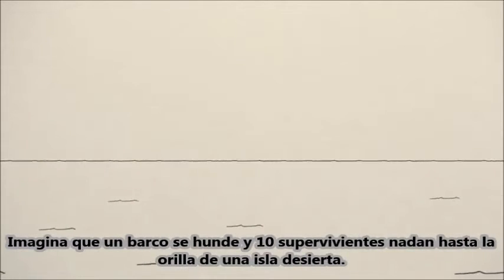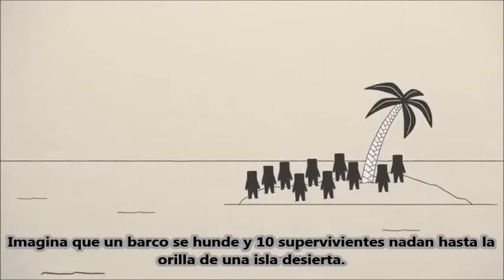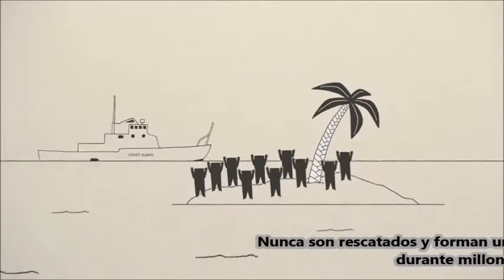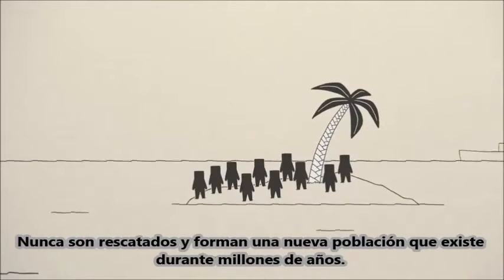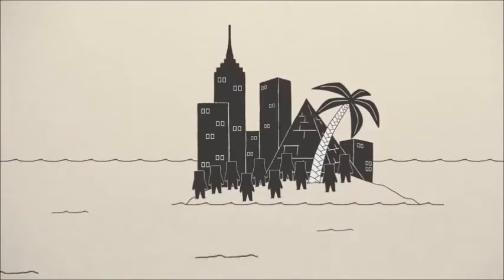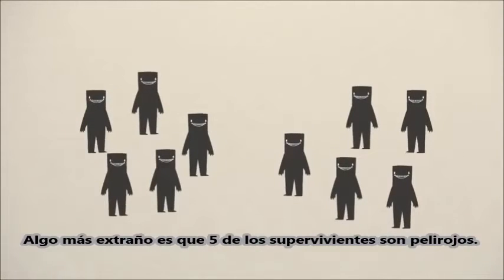Imagine that a boat capsizes and 10 survivors swim to shore on a deserted island. They are never rescued and they form a new population that exists for thousands of years. Strangely enough, 5 of the survivors have red hair.